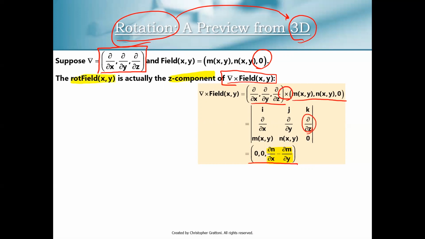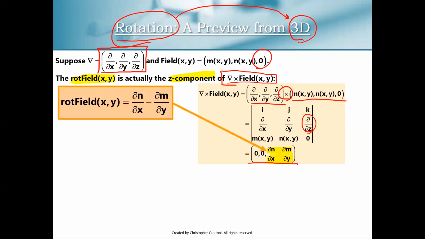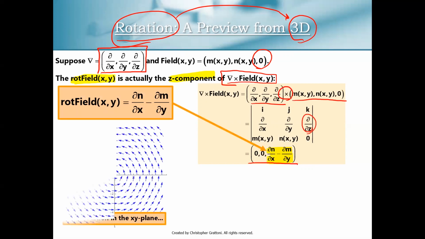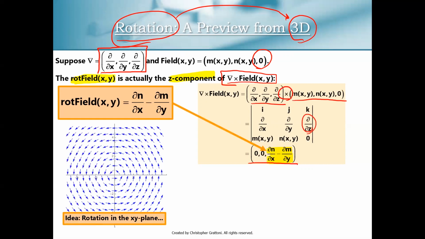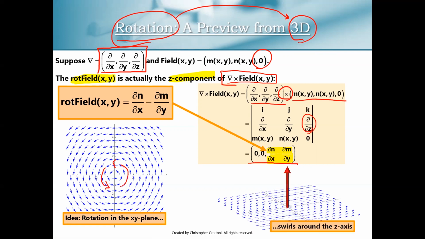And that's not by accident. There is actually some meaning here. So the rotation of our vector field is the z component of del cross our vector field. And the reason is you can kind of say, hey, if I'm rotating in the xy plane, well, you could think of that rotation happening as a swirl around the z-axis.